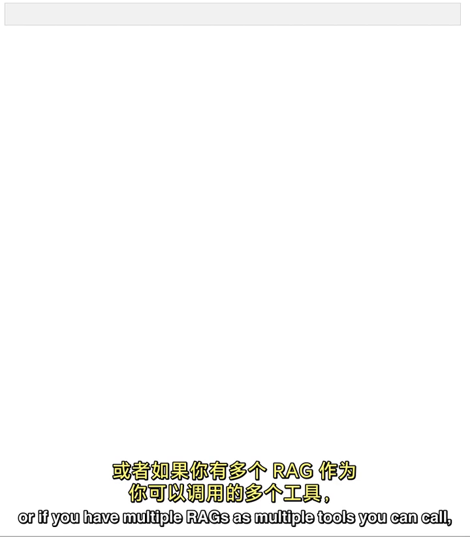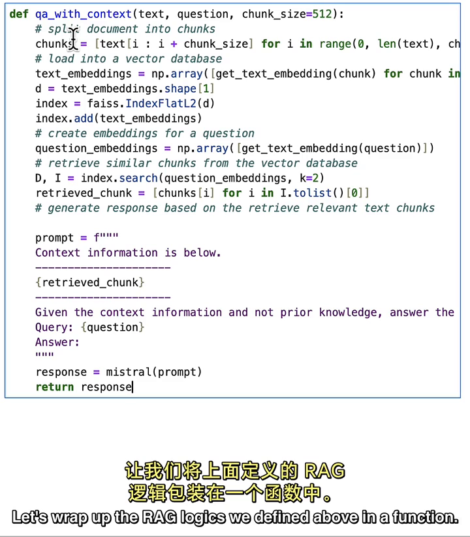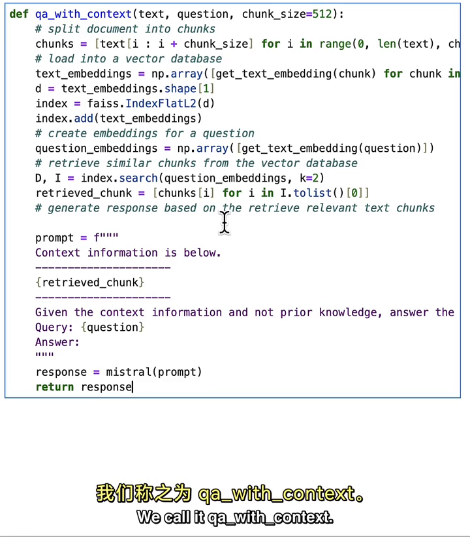If you're developing a complex application where RAG is one of the tools you can call, or if you have multiple RAGs as multiple tools you can call, then you may consider using RAG instead of function calling. Let's take a look at a simple example here. Let's wrap up the RAG logics we defined above in a function. We call it QA with context.